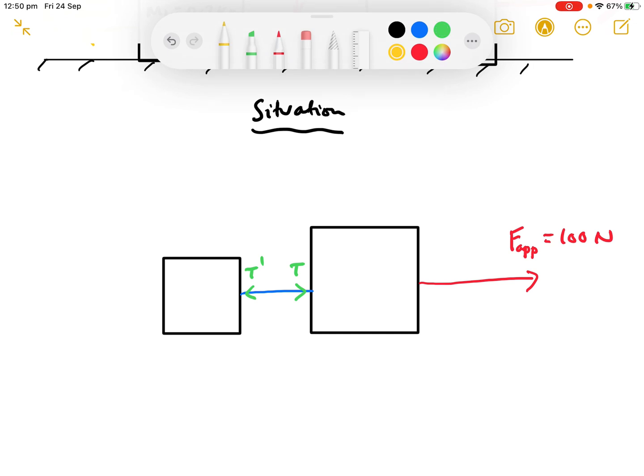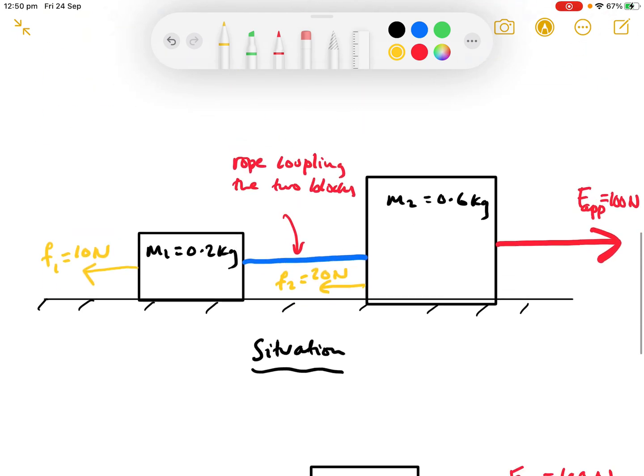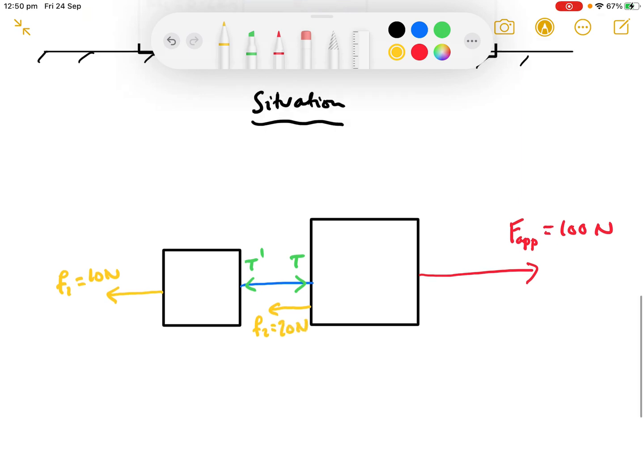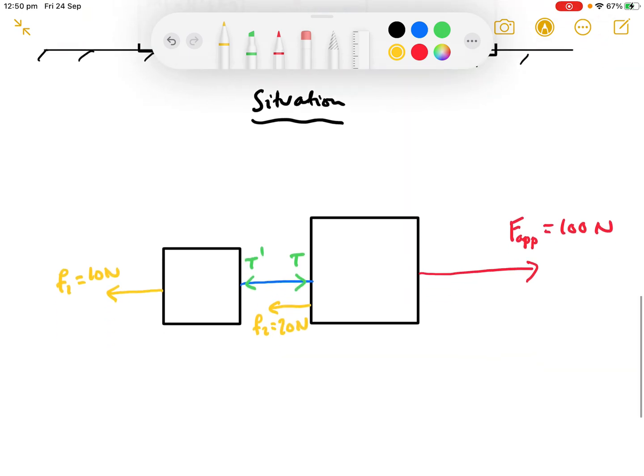So we've got our friction, which we need to put in. So we'll call that friction 1. What did we say that was? 10 newtons. And we've got friction 2, which is 20 newtons.